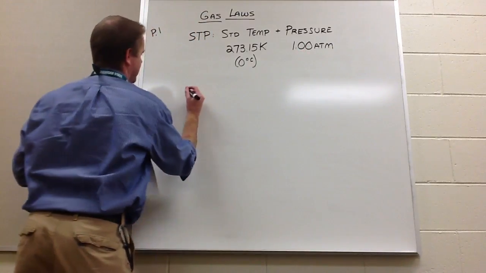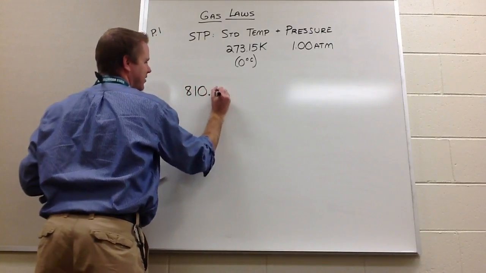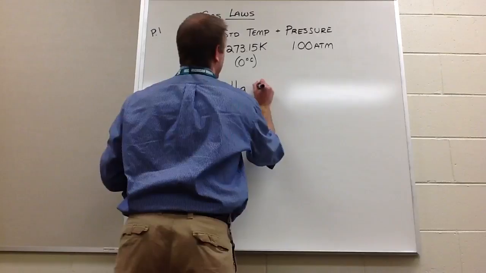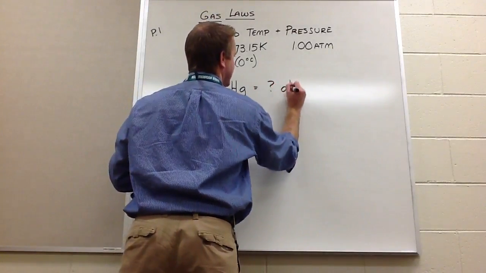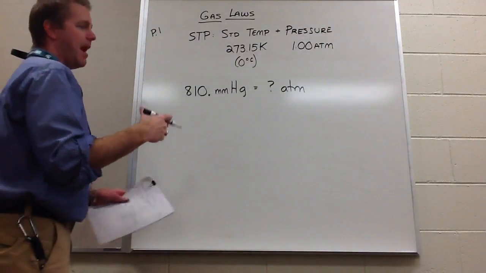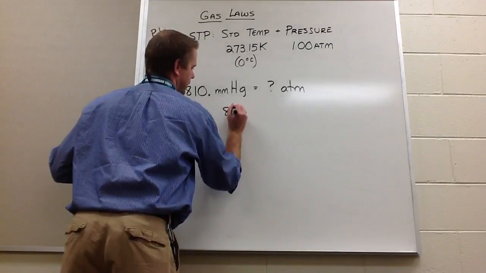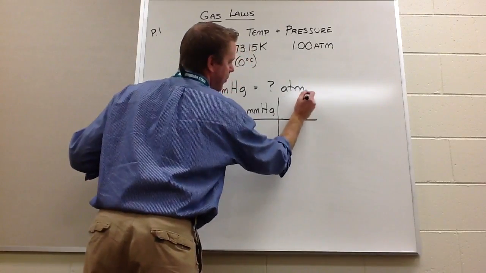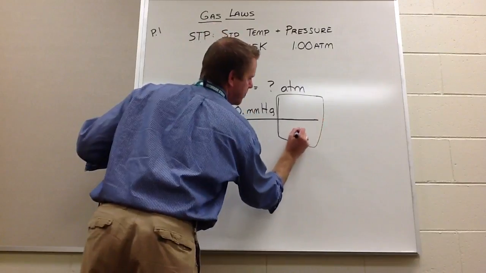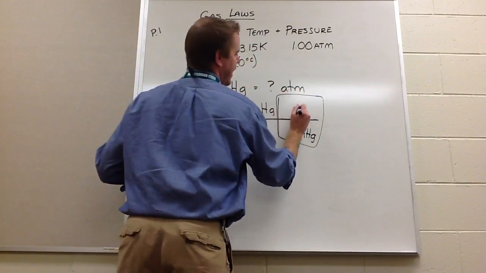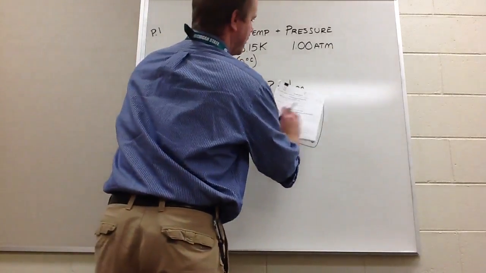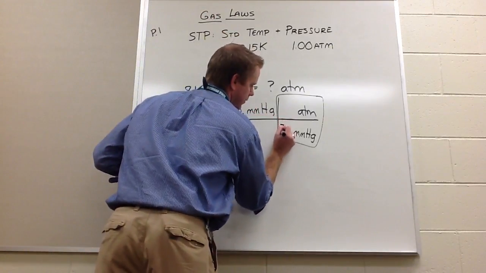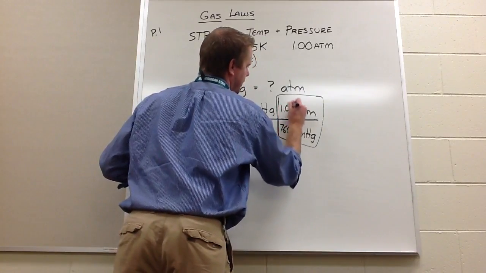So number one down below says this: 110. millimeters of mercury. And again, I put the decimal here because I wanted you to establish three specific figures. And that is equal to how many atm? Well, when I do this, I'm going to do dimensional analysis. So I say, okay, 110. millimeters of mercury, and then I come up with a conversion factor right here that compares millimeters of mercury to atm, which is what I want to know. I go find it on this little chart, and it says that there are 760 millimeters of mercury in 1.00 atm.